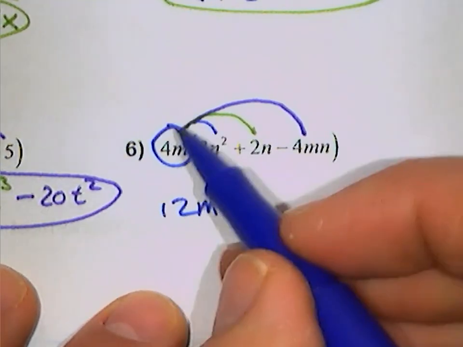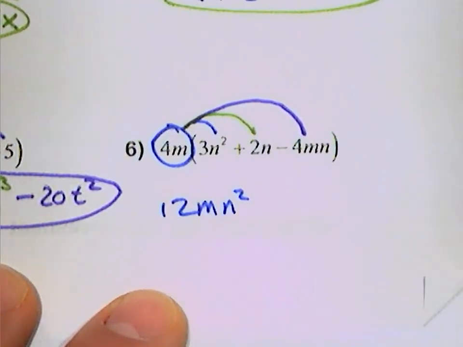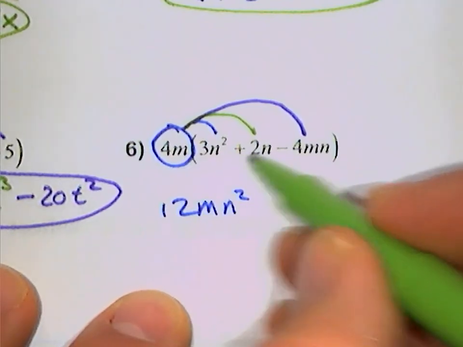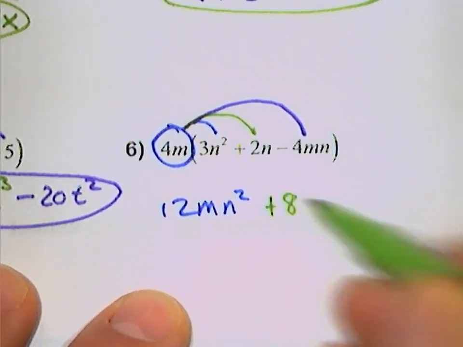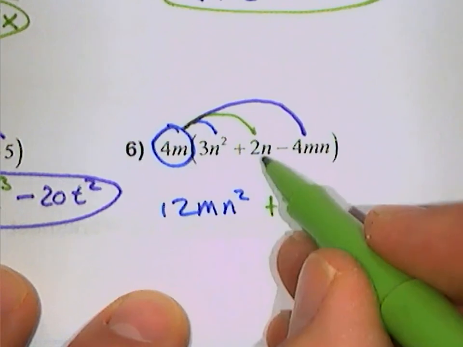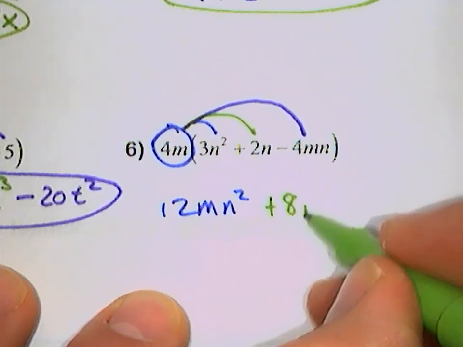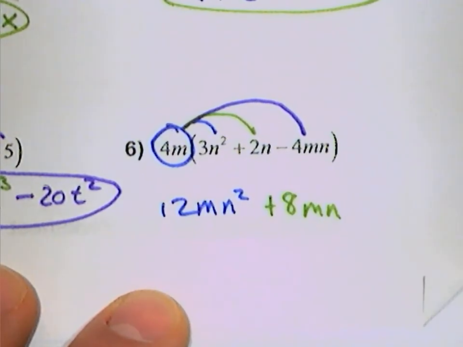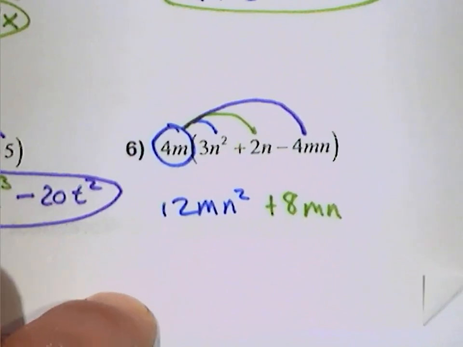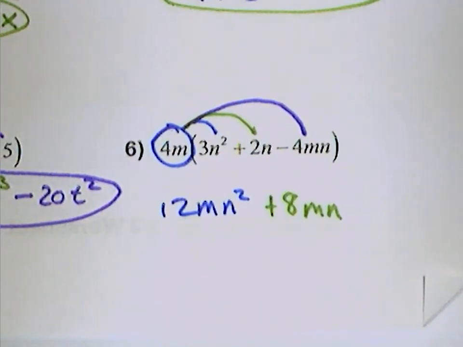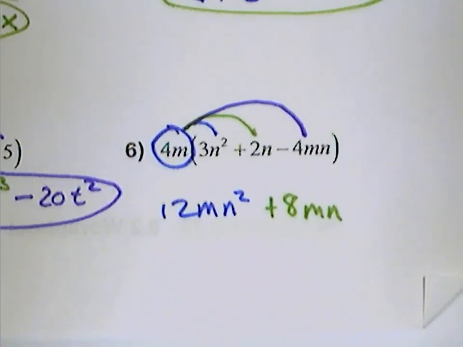All right, next we're going to do the green one. We're going to take 4 times 2, which we know is 8, and then m times n stays m times n. We usually put the variables in alphabetical order. Like if I had A, B, and C, I wouldn't do BAC or CAB. We would do ABC in alphabetical order.